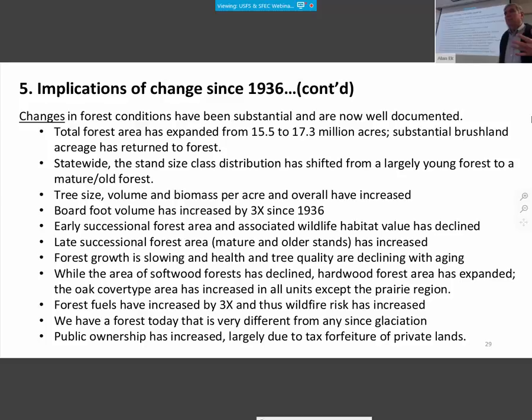I mean, if you wondered what happened to the pheasant and grouse populations, transport yourself by whatever cool vehicle you have back to the 1930s and go grouse hunting, and you'll see there's just brush all over the place. Late successional forest, mature and older stands, has increased. The forest growth is slowing. The health and tree quality are declining, and we ordinarily get that with an older forest. Softwood area has declined. The hardwood area has expanded. The oak cover type has increased.